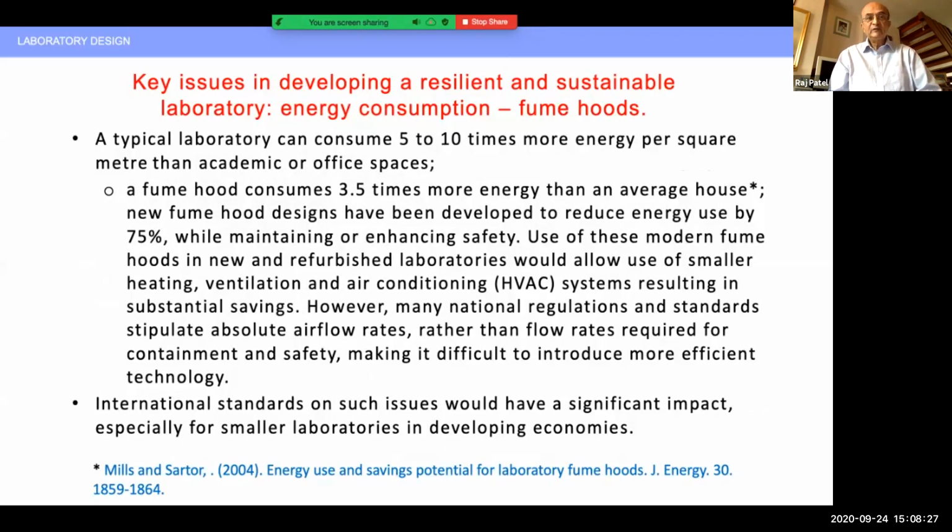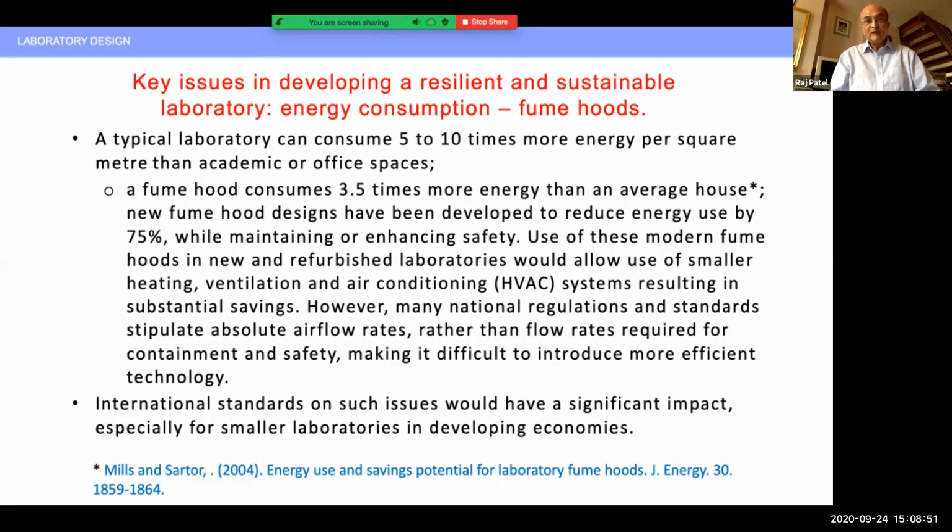So I thought I would give you one or two examples because we don't have much time. The one example that comes to my mind straight away is every laboratory will have a fume cupboard. Some large laboratories will have tens and hundreds of fume cupboards. And they are very, very energy intensive.